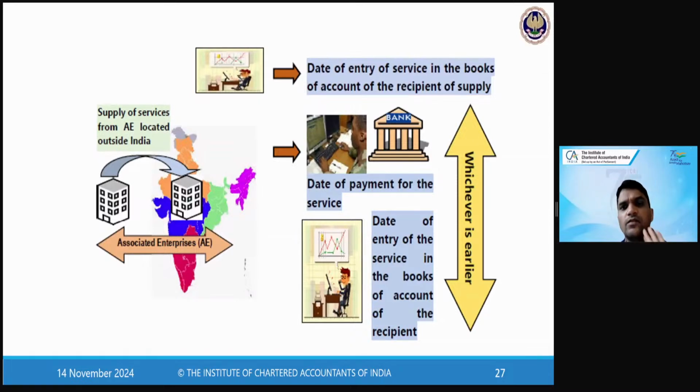Okay. So one thing important here is associate enterprises itself, that whenever you enter it in the books of accounts, then that is the date which will be relevant for time of supply.